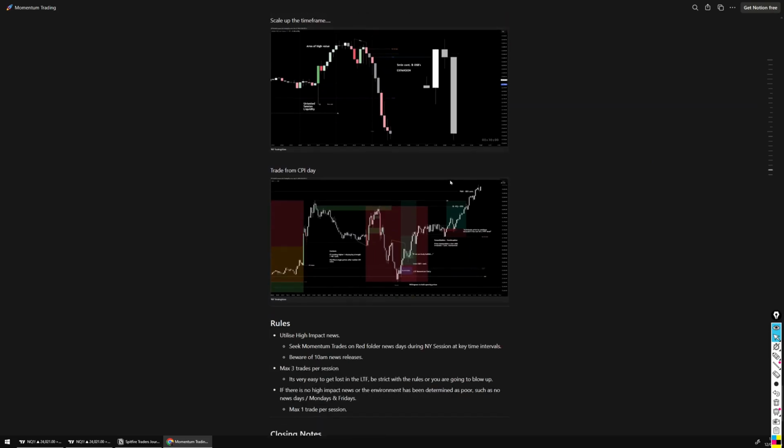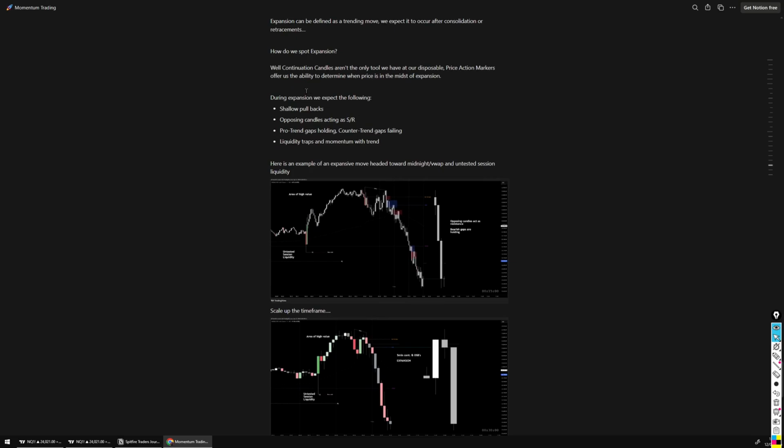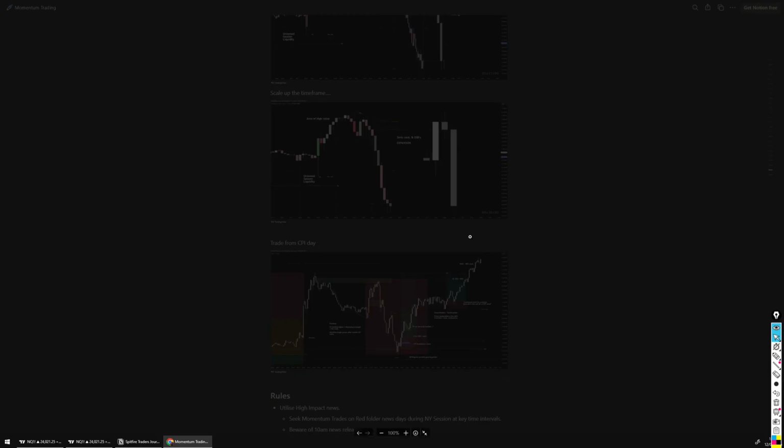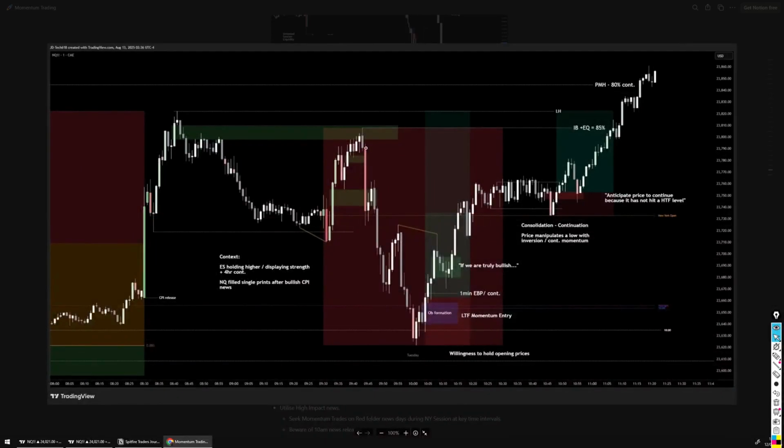So here was a cool little trade as well. Have I covered everything there? Yeah, here's an example. Here's a cool example of a trade from CPI. I marked this up a while ago on the actual day, I think. But you can see in this example, this is a really nice one.